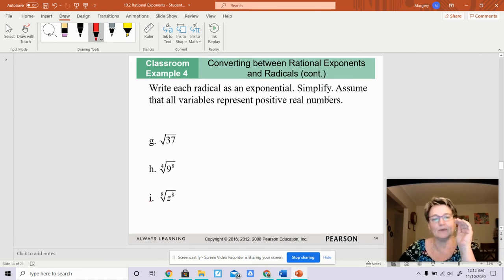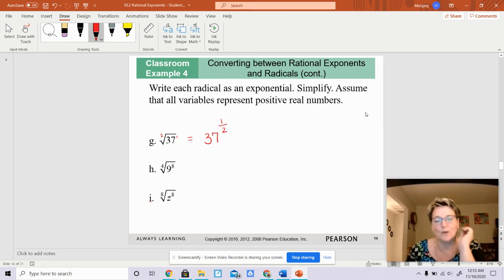Now the next one, write each radical as an exponential. Simplify, assume your answers if you can. All right. The square root of 37. This 37 has an exponent of 1 on it, and that square root has an index of 2. So you can write this as 37 to the 1/2.